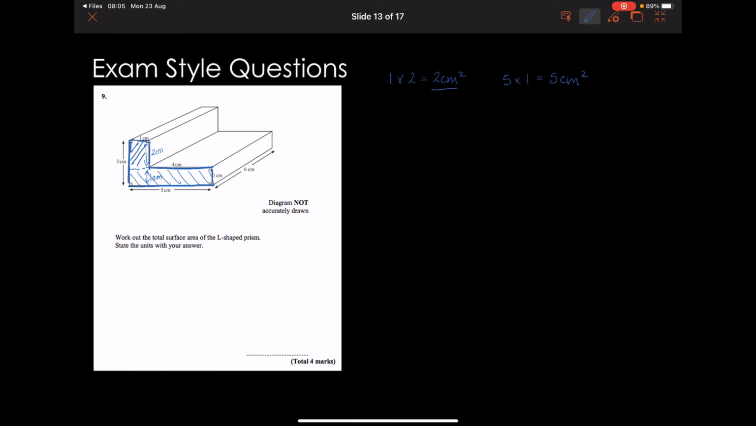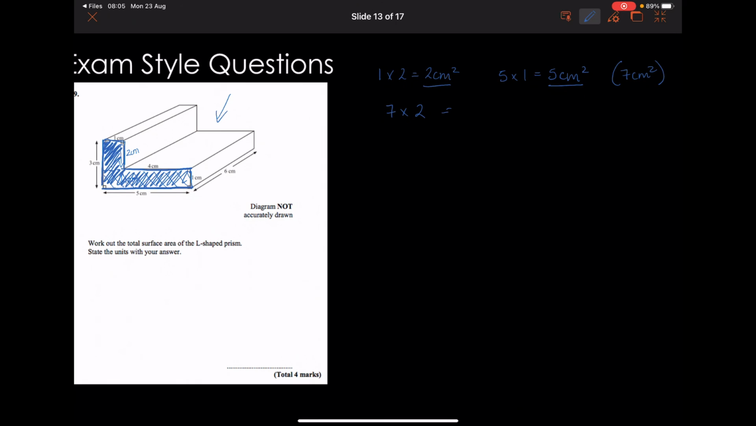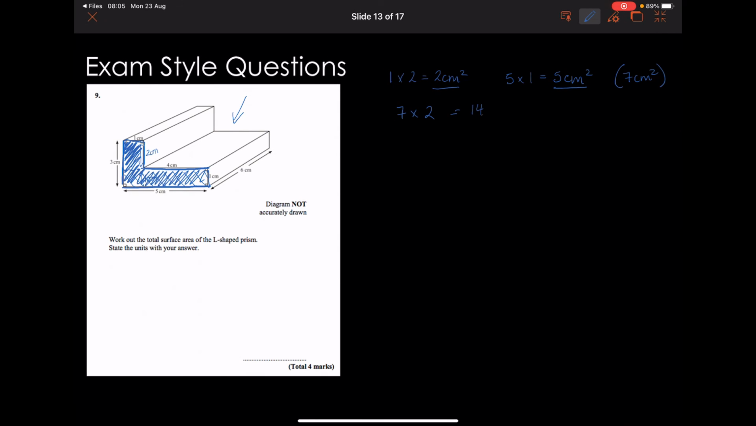And then we add those 2, so the total is 7 centimetres squared for the L shape. So that whole L shape is 7 centimetres squared. I've actually got 2 of those because there's another one at the back here, giving me 14 centimetres squared for the L shapes. Okay, so there's that bit done.